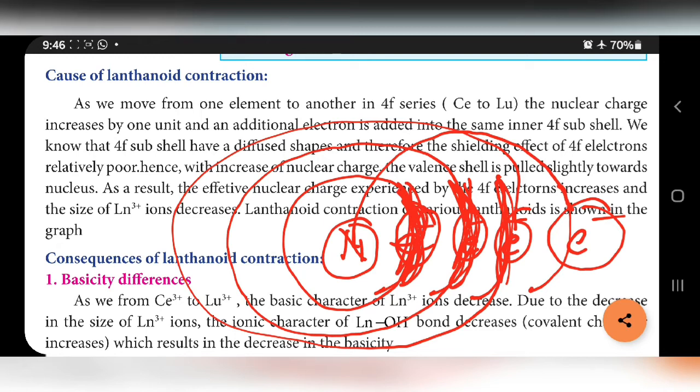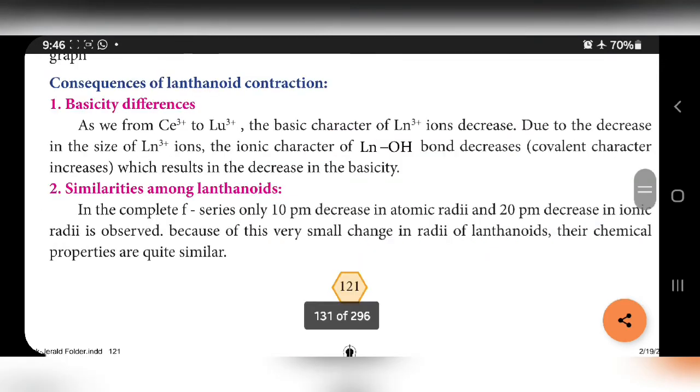If these electrons cannot shield properly, the attractive force increases, and more attractive force reaches this electron. If the attractive force is more, this nucleus attracts the electron. If the nucleus attracts the electron, this electron comes closer to the nucleus. If the electron comes closer to the nucleus, size decreases, so lanthanide contraction takes place.